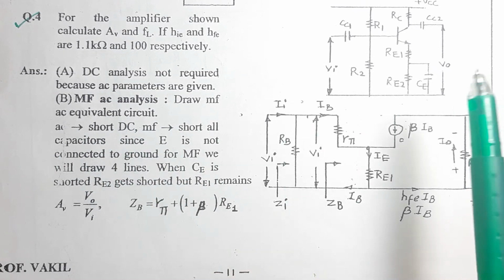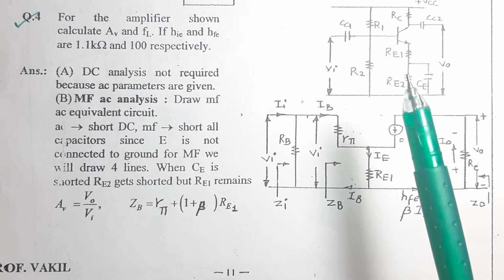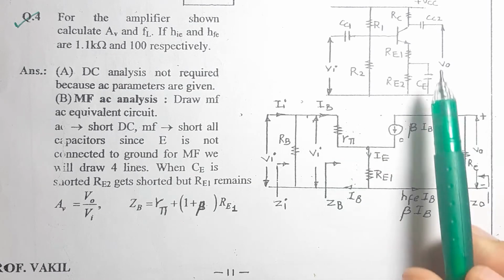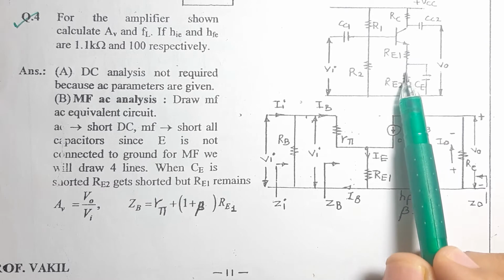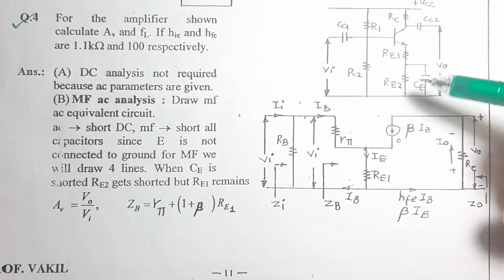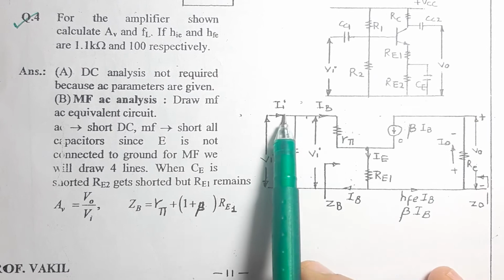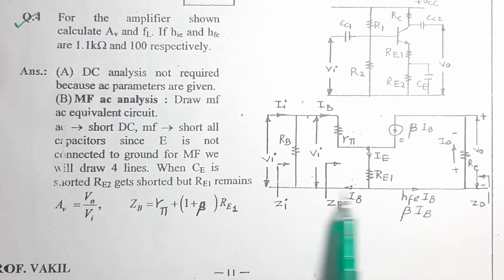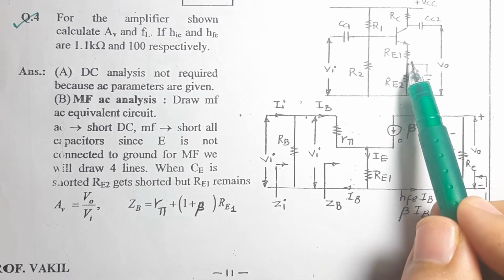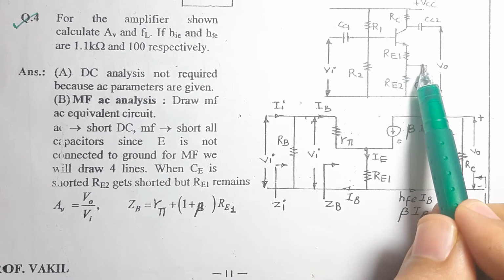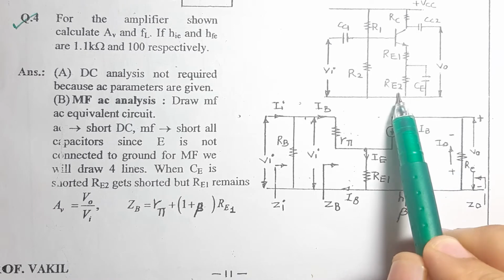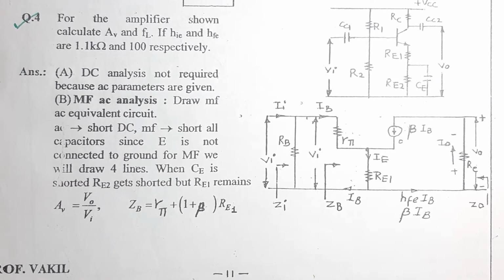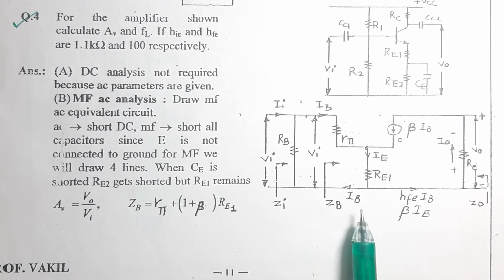Since your emitter is not connected to ground, we have partially bypassed RE over here, and in that case your emitter terminal is not connected to ground directly, therefore we will have 1, 2, 3 and 4 lines over here. If you look carefully, from this point to this point it is getting shorted in AC via your CE, hence your RE2 is not present in the circuit diagram.